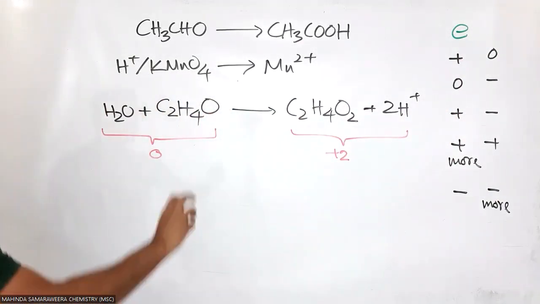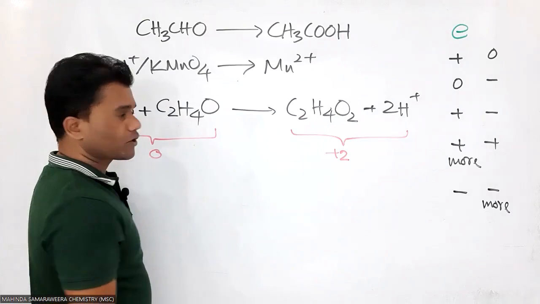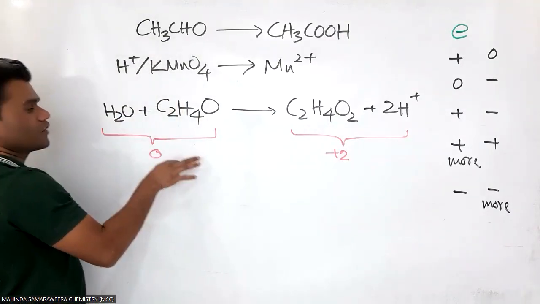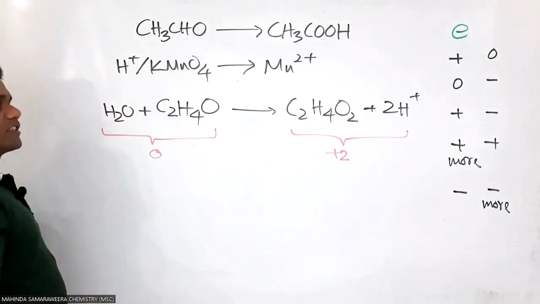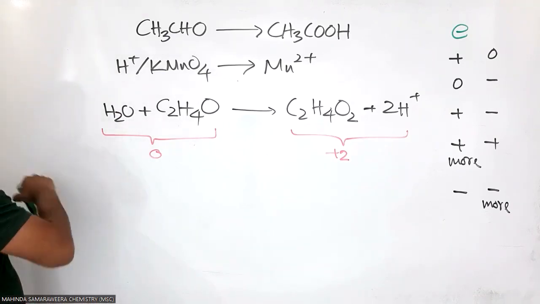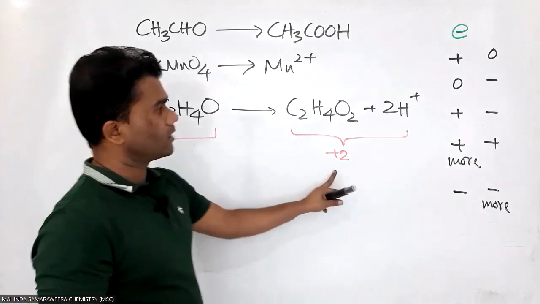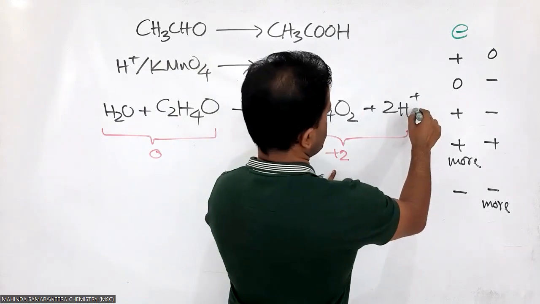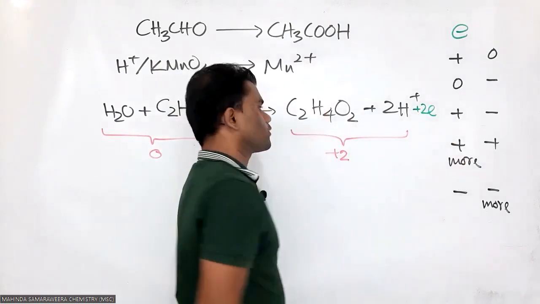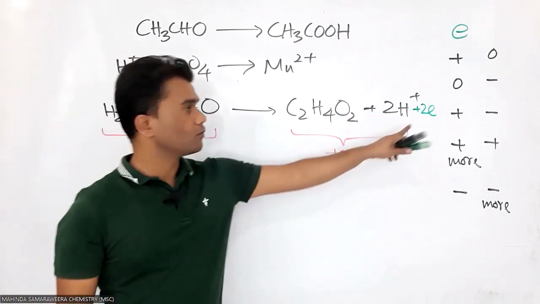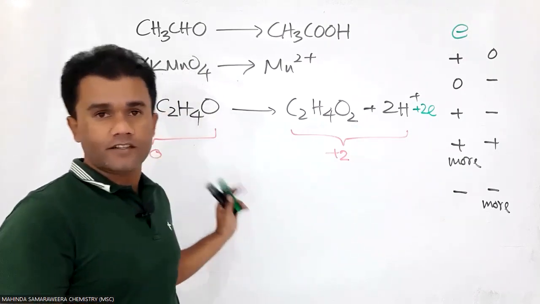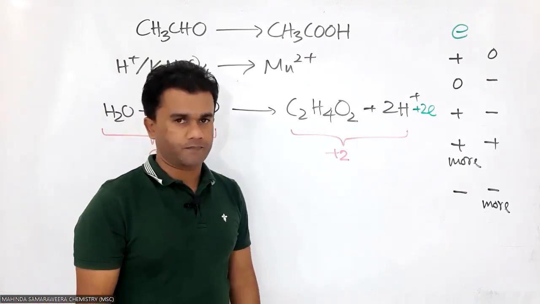Next question, how many electrons are added? Get the difference here. 0 to 2, it's a difference of 2. Therefore, you add 2 electrons. To what? The positive side, this side. Now you see plus 2 minus 2, it's cancelled to 0. This side 0, charge is balanced.